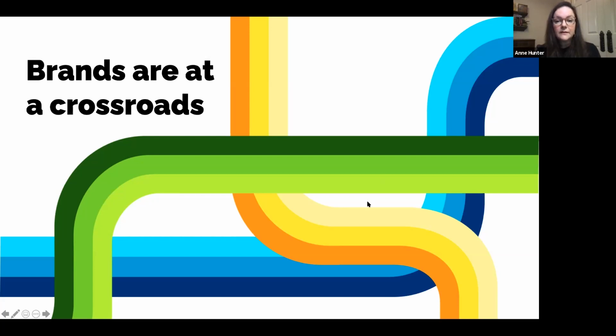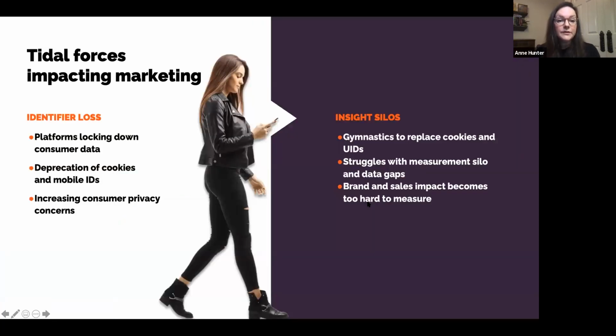The biggest things that are impacting marketers today are the data challenges around identifier loss. Platforms are locking down consumer data. They've made a decision that they don't want consumers' data who've given it to a platform to sort of go off everywhere. The traditional identifiers of cookies and increasingly mobile IDs, and sometimes even IP addresses, are being deprecated. And consumers are standing up and they are saying, we have concerns about the use of our data.